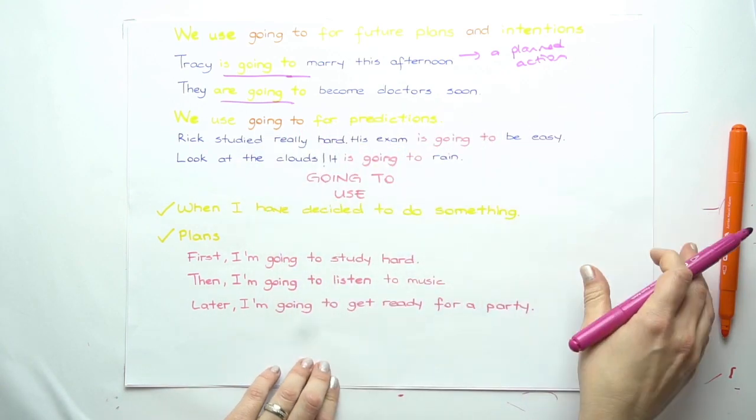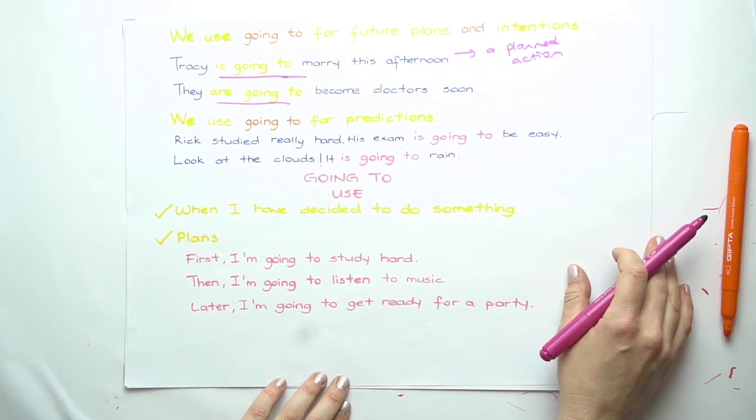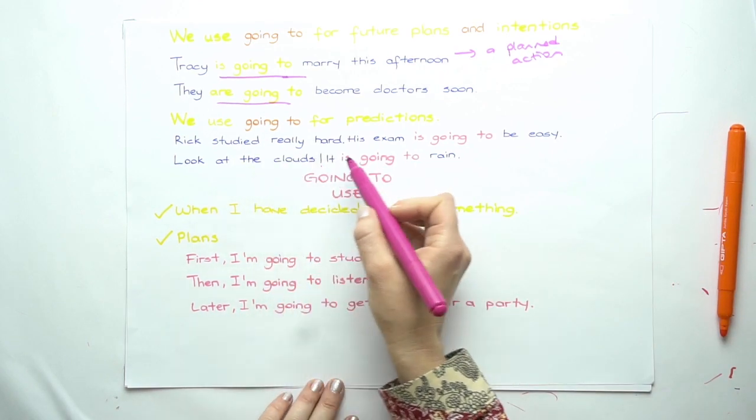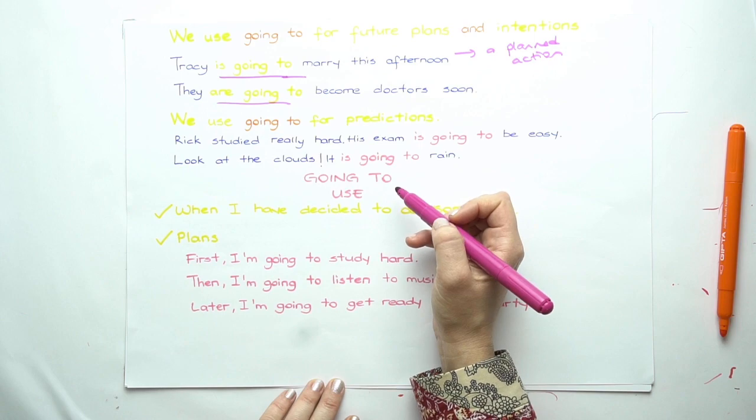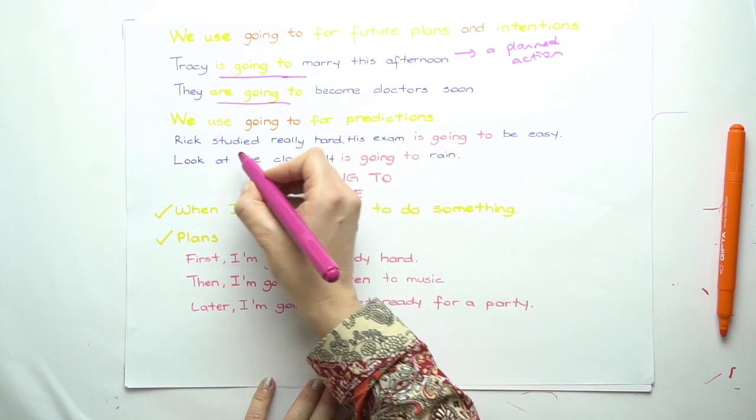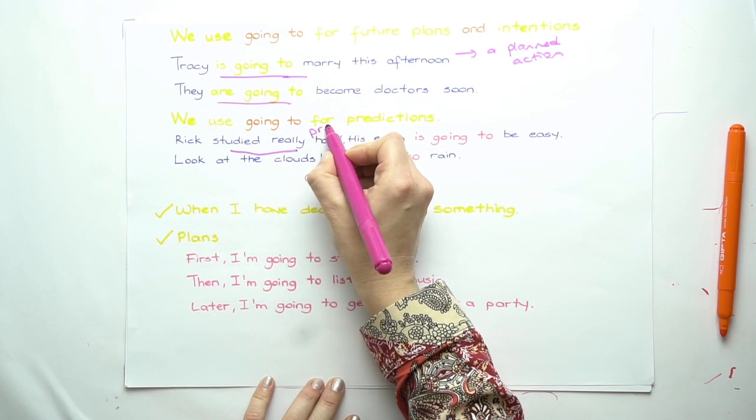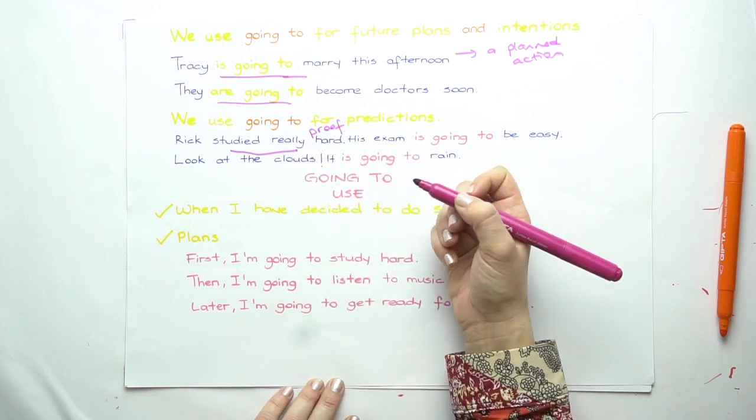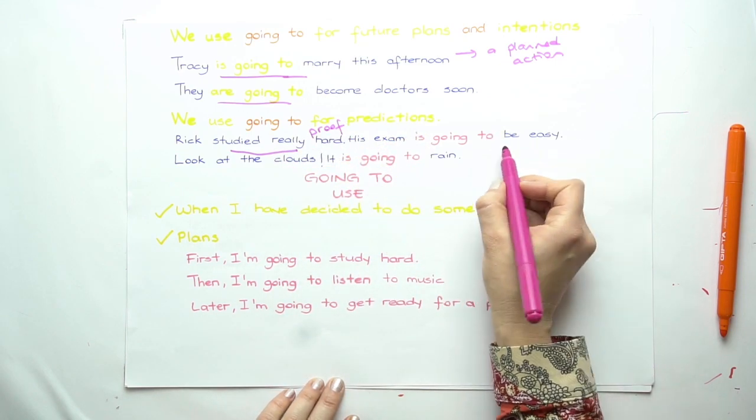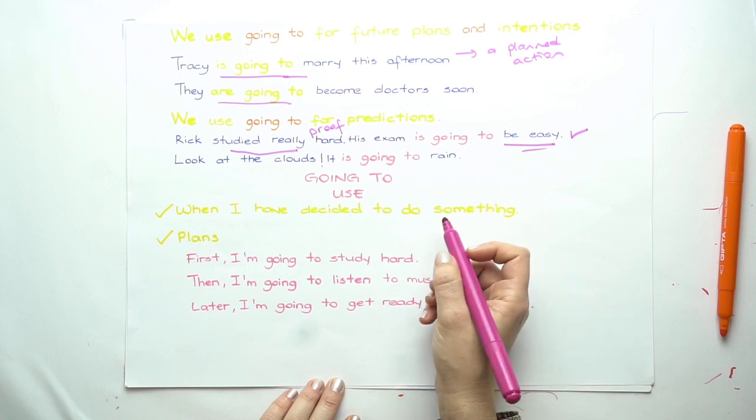We use going to for predictions. For example, Rick studied really hard. His exam is going to be easy. Here, I see the proof. I know that Rick studied really hard. That's why I know that it's going to be easy for him.